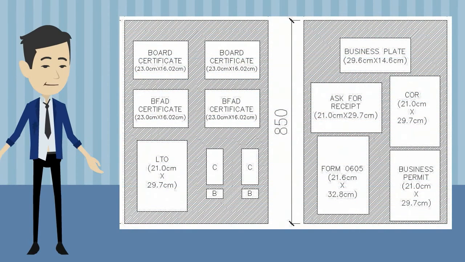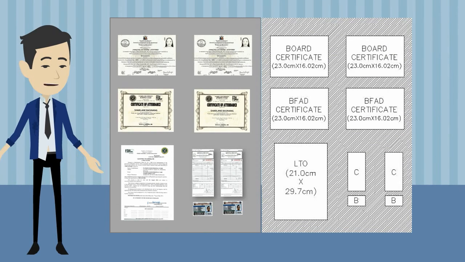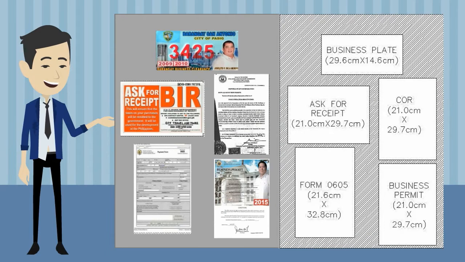Next is the permit holder. It contains the planogram of the different important documents for both pharmacy and government-issued permits. The permit holder containing our PH credentials includes the LTO, board certificate of the pharmacist, PTR, PRC ID, and certificate of attendance for seminar, while the permit holder under government-issued permits has the business plate, ask for receipt, 0605, certificate of registration, and business permit.